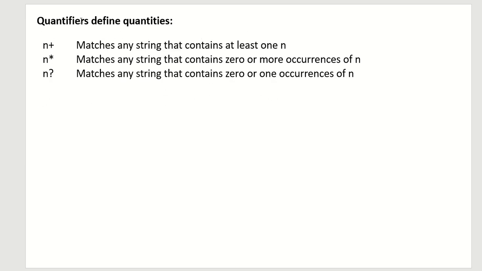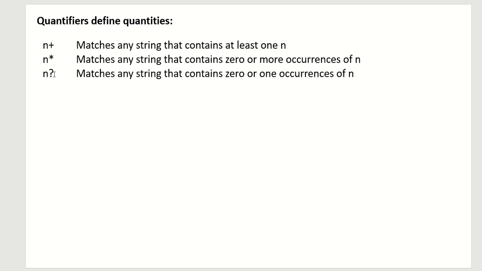Then quantifiers. Quantifiers define quantities. Right now, do not focus on n. Focus on these symbols or signs: plus, multiplication sign and question mark. The plus will match any string which contains at least one n. The asterisk will match any string which contains zero or more occurrences of n. So at least one is the plus sign, zero or more occurrences is the asterisk sign, and zero or only one occurrence is the question mark.